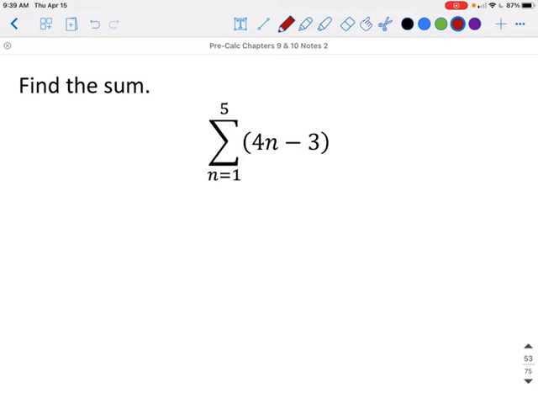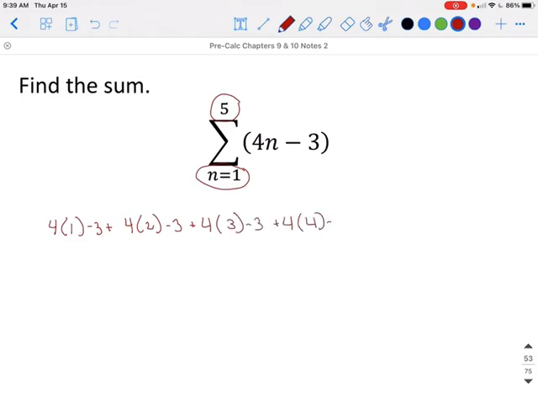So we're going to find the sum. This tells me I'm going to start on the first term, and I'm going to do the first 5 terms. So we would do 4 times 1 minus 3 plus 4 times 2 minus 3, and we would do this for the first 5 terms. And if you do this by hand, you should get a value of 45.